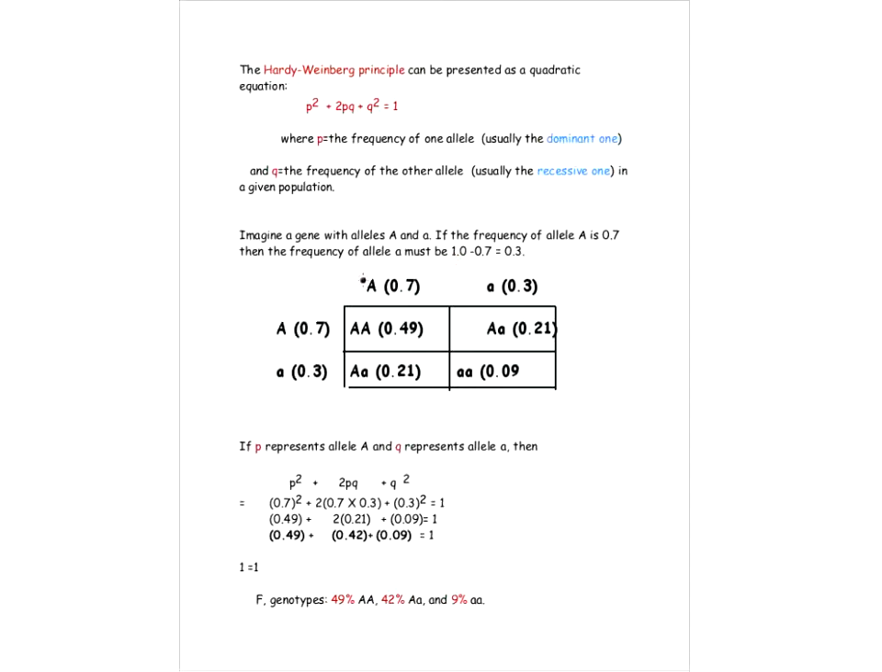So if you look at it here, if you were crossing big A by big A little a, then these are the different possibilities you get, and these are the probabilities that would go along with them, right?